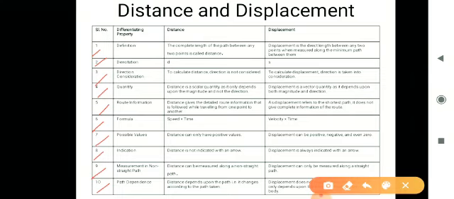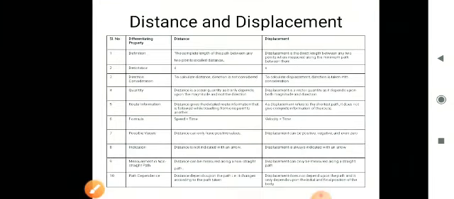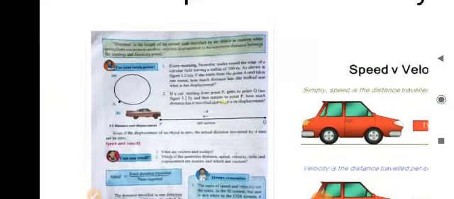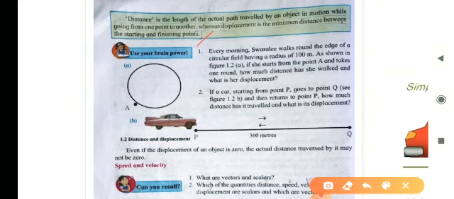Path dependence: distance depends upon the path, that is, changes according to the path taken, and displacement does not depend upon the path and it only depends upon the initial and the final position of the body. Now let us go to the next slide. So here we can see that distance is the length of the actual path travelled by an object in motion while going from one point to another, whereas displacement is the minimum distance between the starting and the finishing points. So you can mark this definition. You have to learn this. Even I have given you in the differentiating columns.